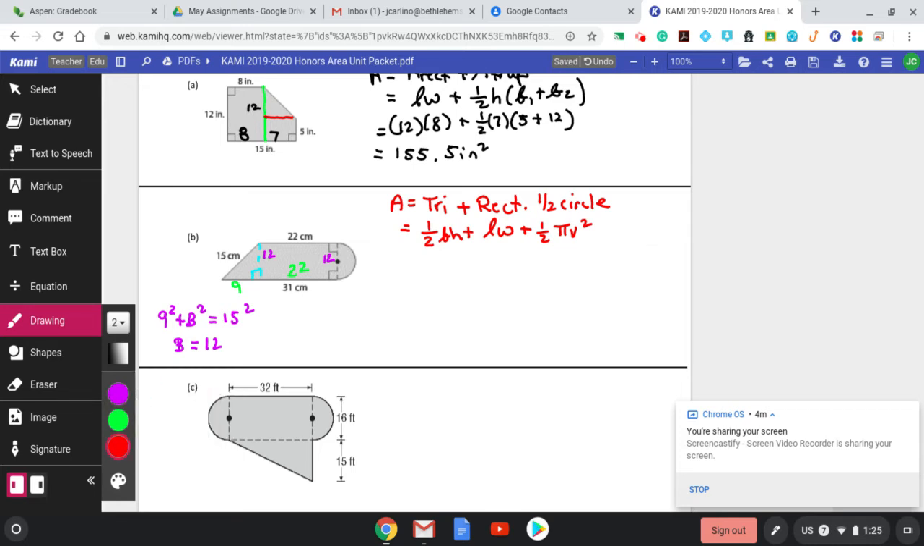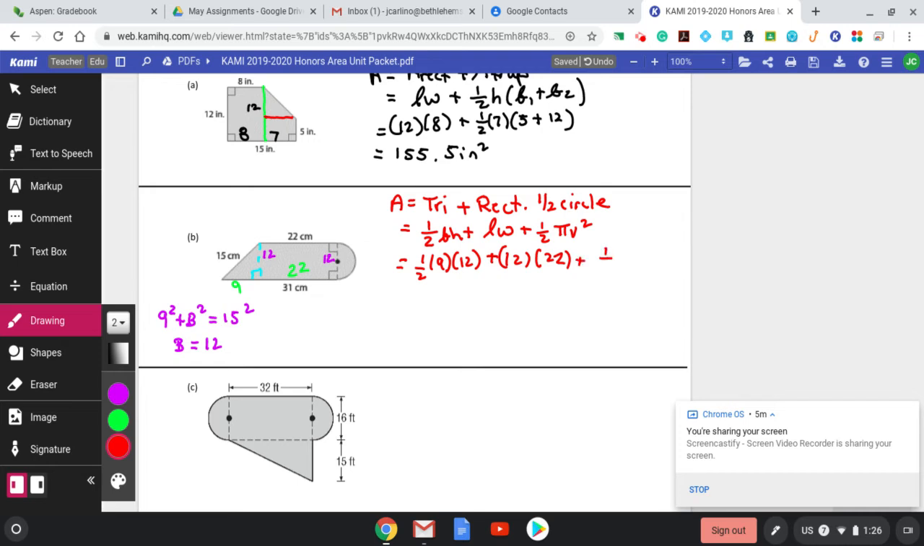So let's go to the triangle. 1/2 base times height. Hey, it's a right triangle, we've been talking about that all unit. The base and the height of a right triangle are the legs, which are 9 and 12 here. Let's go to the rectangle. The dimensions are 12 by 22, plus the circle.